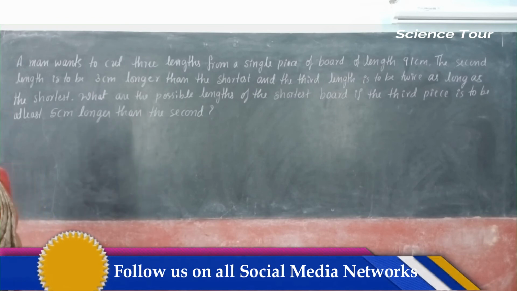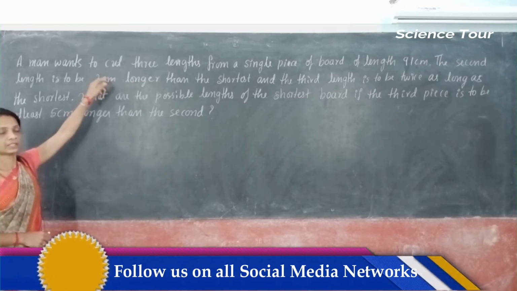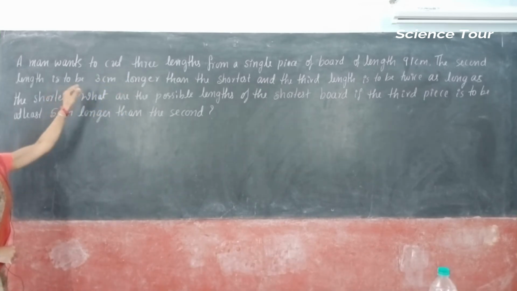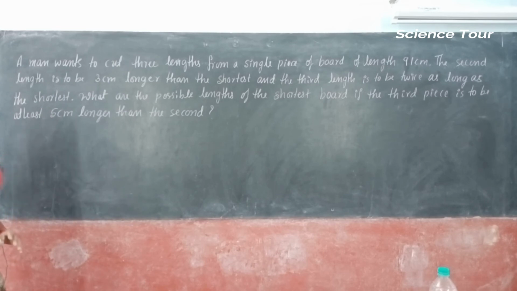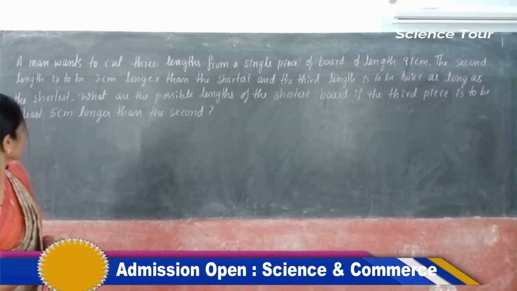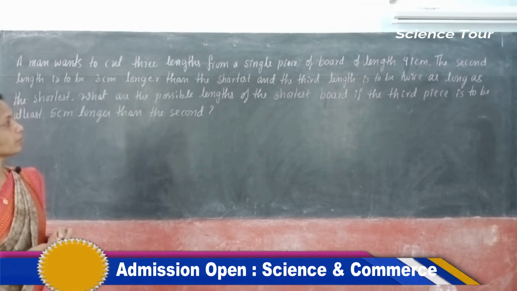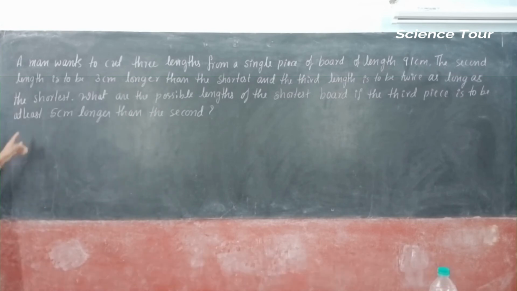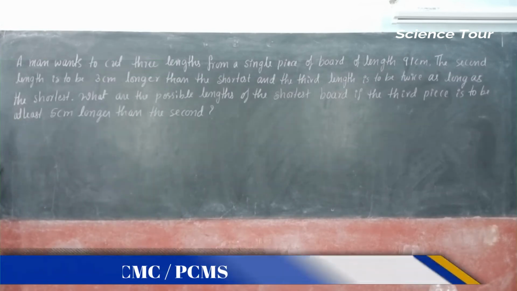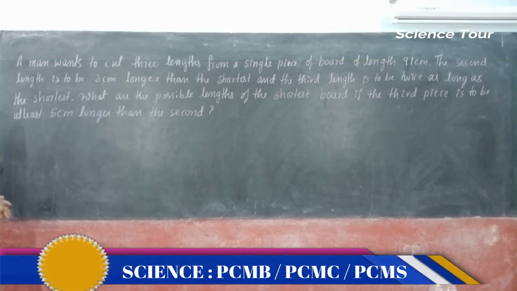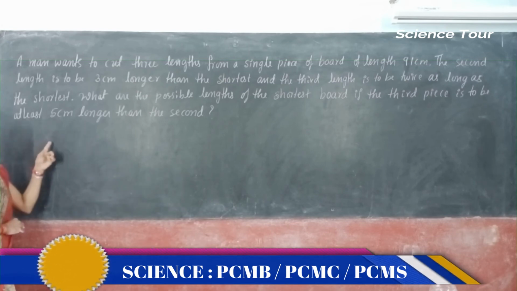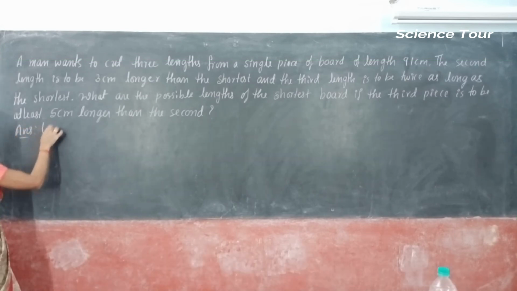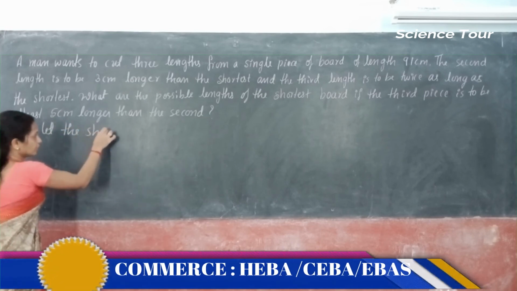So the man cuts one single piece of board of length 91 centimeter into 3 pieces, 3 lengths, and you are given how those lengths relate. The second length is to be 3 centimeter longer than the shortest, and the third length is to be twice as long as the shortest. You have to find the possible lengths of the shortest board if the third piece is to be at least 5 centimeter longer than the second. So there will be 3 pieces. We take the shortest one as x. You start like this: let the shortest length be x.